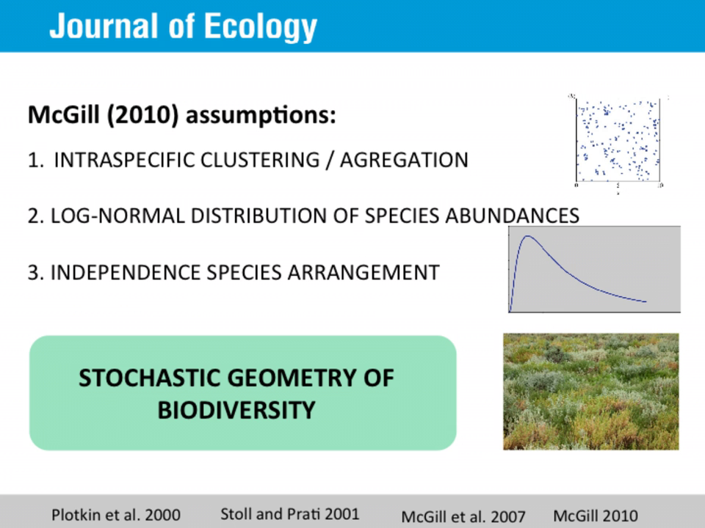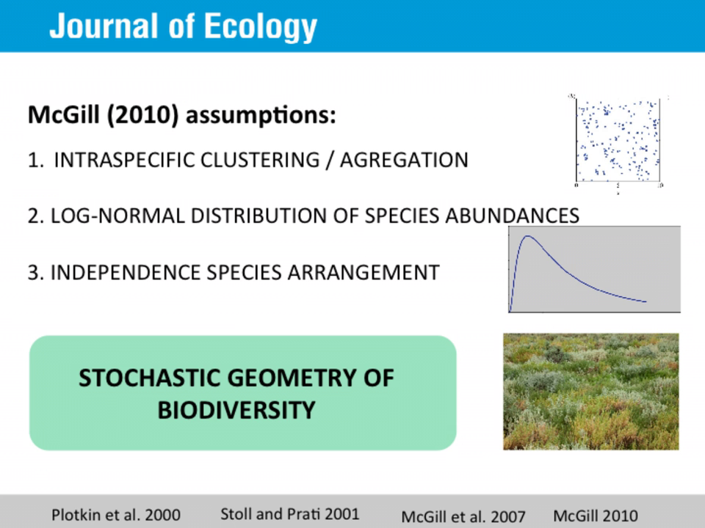The rules described by McGill also represent a different starting point for testing neutral predictions based on statistical arguments. The rules assume that, first, most plant species show intraspecific clustering or aggregation. That means that most individuals have another conspecific individual as neighbor much more frequently than if they were randomly placed. This pattern could be a response to dispersal limitations or to microhabitat preferences.